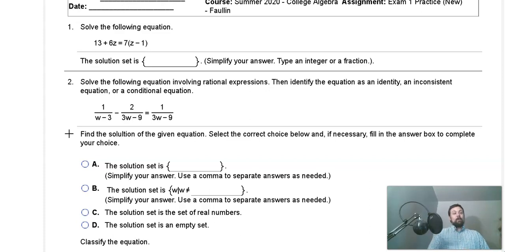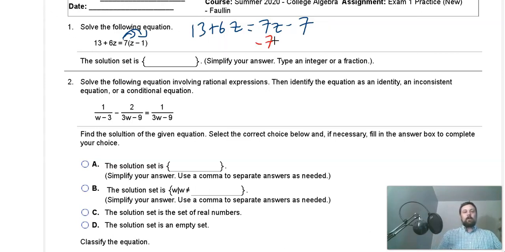So the first question is solving an equation. We have 13 plus 6z equals 7 times (z minus 1). Pretty straightforward, just get z by itself. The first step would be to distribute the 7. So I'm going to distribute into the parentheses. The left-hand side isn't changing, so I'm just going to copy it over. 13 plus 6z equals 7z minus 7. And then I want to get z to one side, the numbers to the other side. So I'm just going to go for the standard play here, which is we'll get z on the left-hand side.